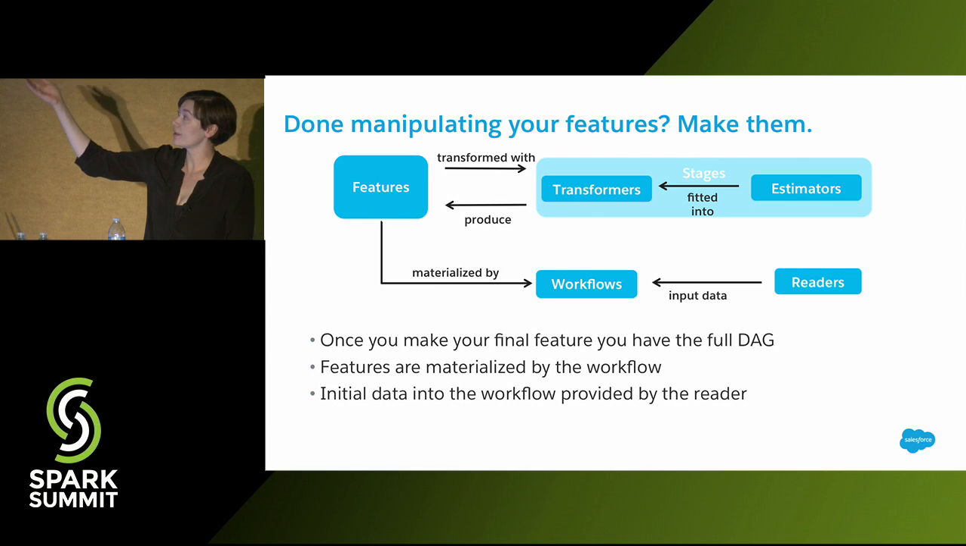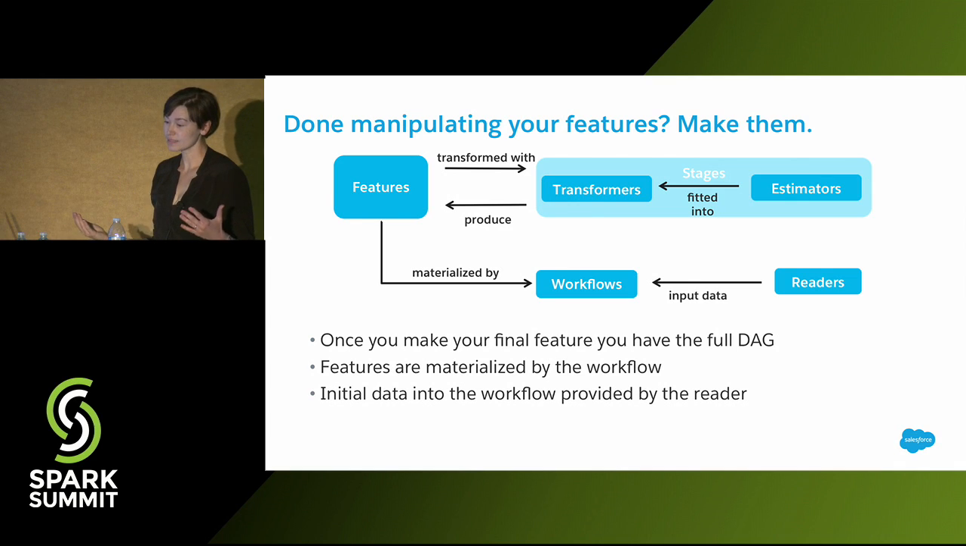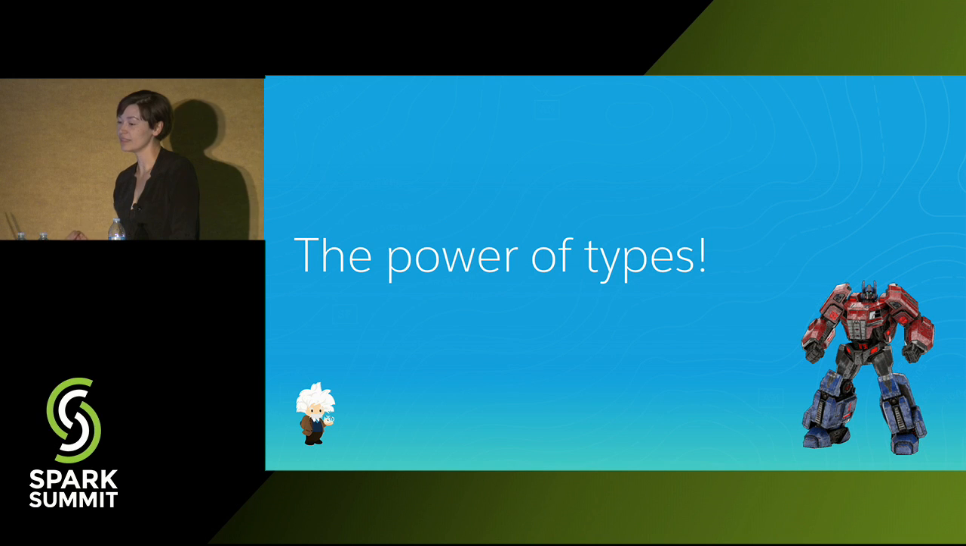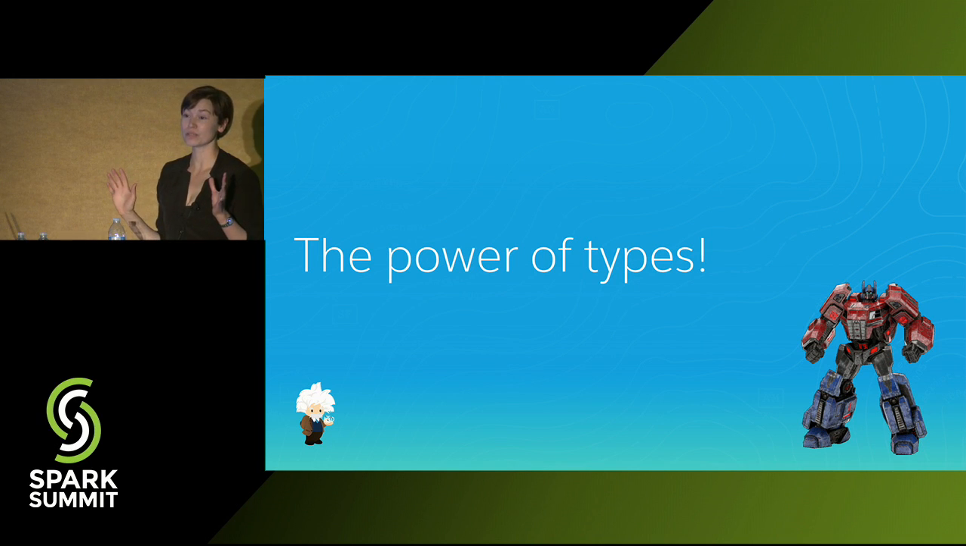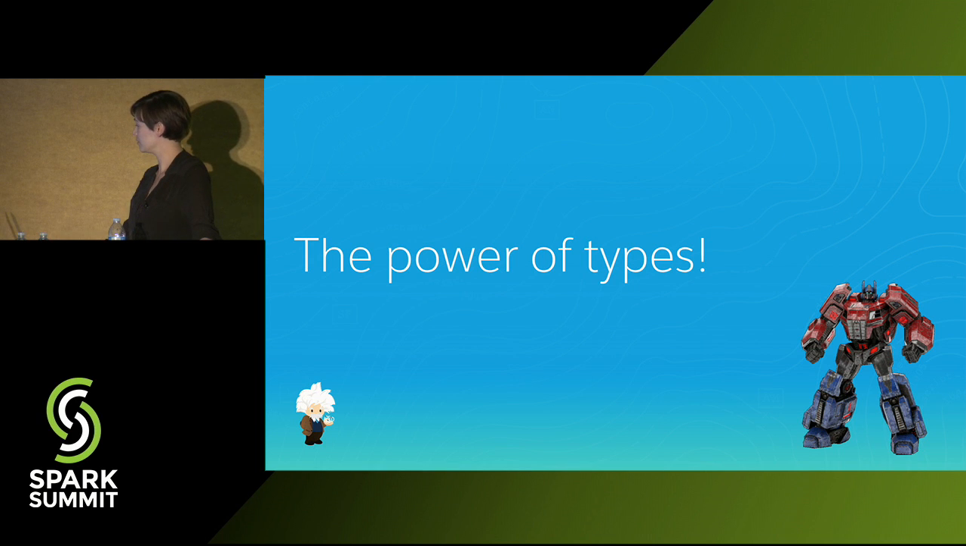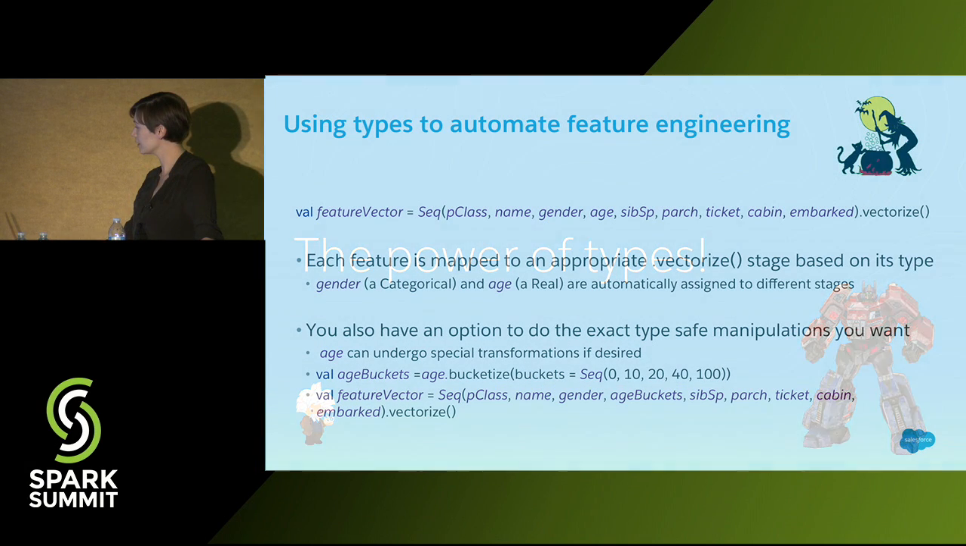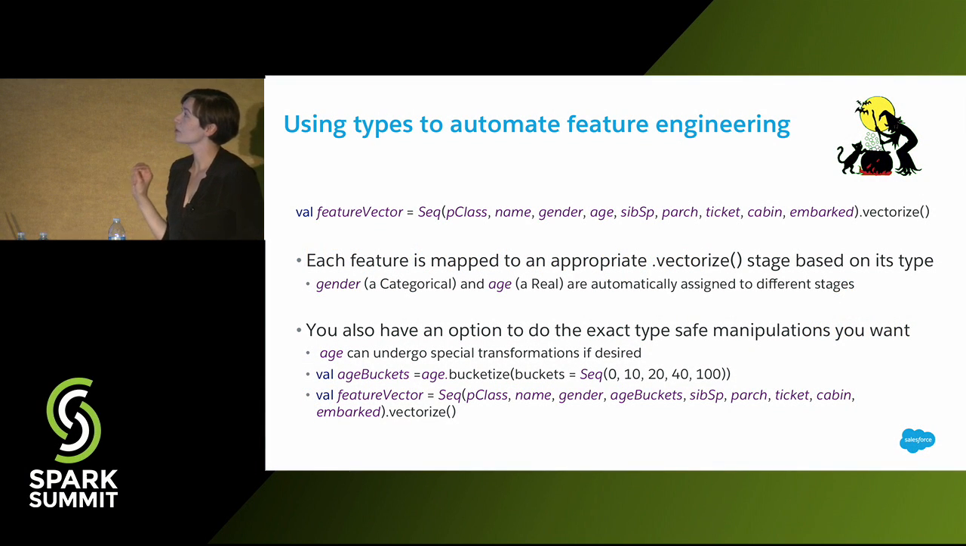So you've got your final feature, you feed that into a workflow, tell your workflow where to get the data with a reader, and you can materialize things. So this is sort of the bare bones of it. But of course, I've just shown you sort of text and categorical. There's actually a lot more going on under the hood with the types, right?